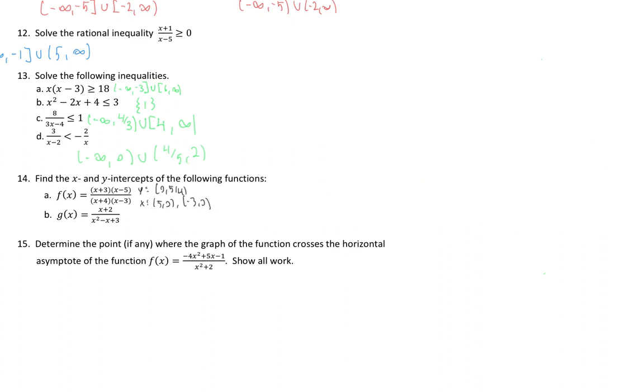Okay. And now for G, my y-intercept is, I plug in 0, so I'll get 2 times 0 plus 2 is 2, over 0 squared is 0, minus 0 is 0, plus 3 is just 3. So for my y, it'll be 0, 2 over 3. And now for my x, I'm going to set the top part equal to 0, which gives x equals -2. So my x-intercept is going to be -2, 0. And that is it for that one.